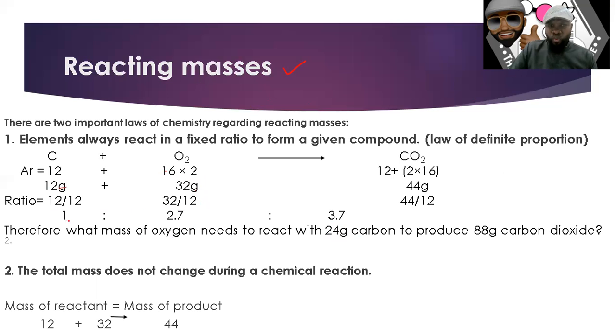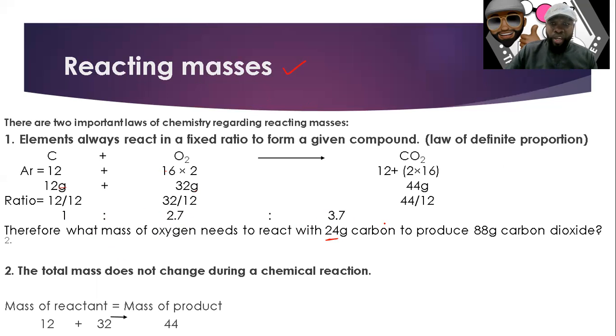But it's not always that easy to work it out, because this number could have been any number. Once you've worked out the ratio of reacting masses, it doesn't really matter what this number is. It could be a very difficult number to work with, but you'll still be able to work it out easily. But here we've got an easy number. Let's use the ratio of reacting masses to work it out.